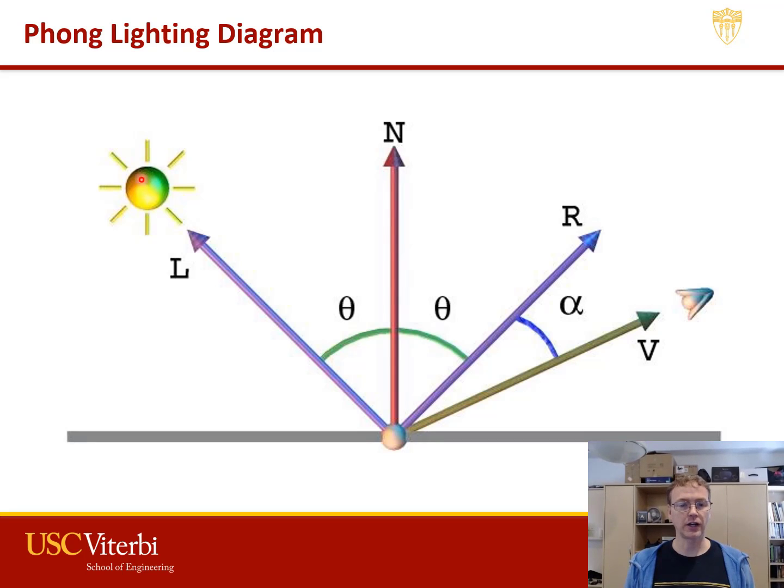This sun looking thing, this is the light source. So we're assuming like a point light source for this diagram. That is the location where the light is coming from. This eyeball looking thing, that's the viewer. In our case, that's the location of the camera. So where do we get all these things?